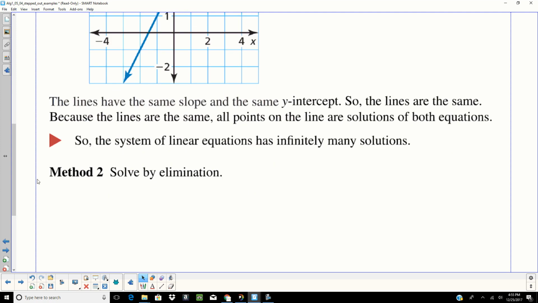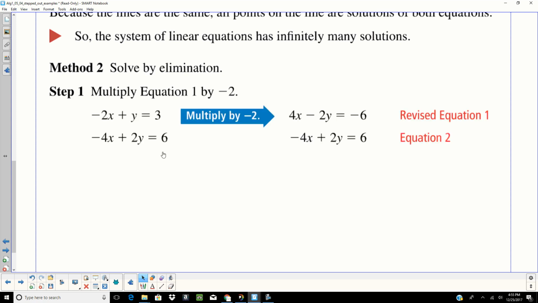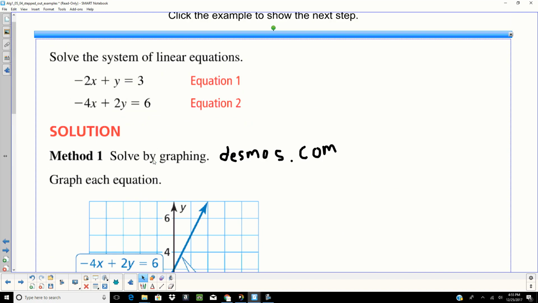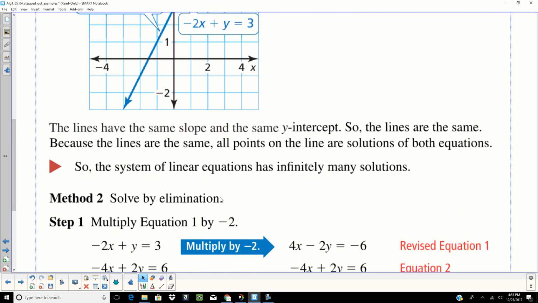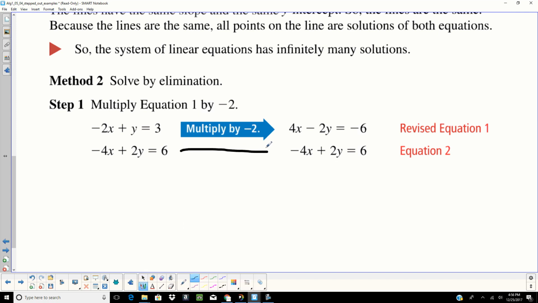In our next method, method 2, let's solve this by elimination. So I'm going to multiply equation 1 by -2. Let's go back up here and revisit that. Here I have a positive 2y. The opposite of that is -2y. So I multiply by -2, and I get 4x minus 2y equals -6. And just rewrite that second equation down all over again. -4x plus 2y equals 6. Add those guys together.